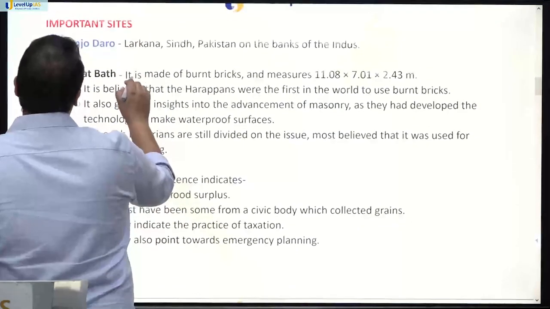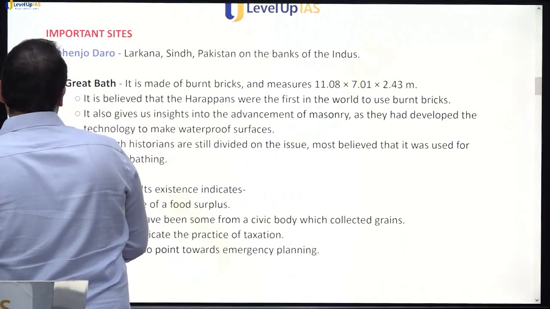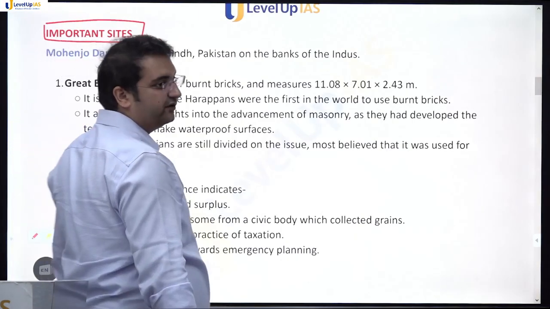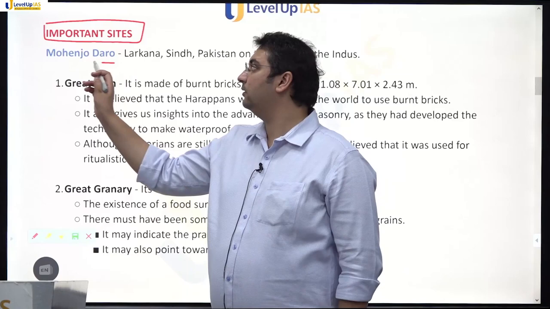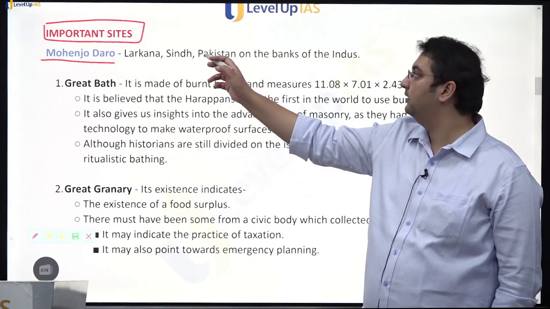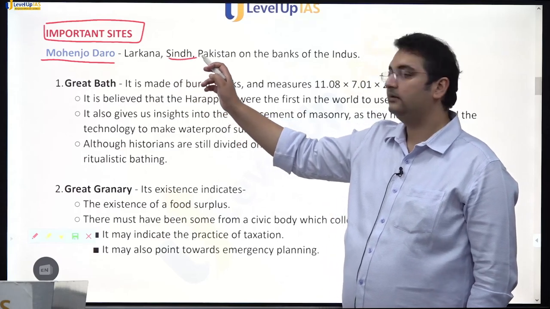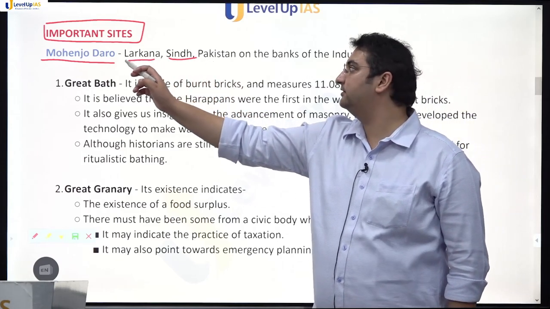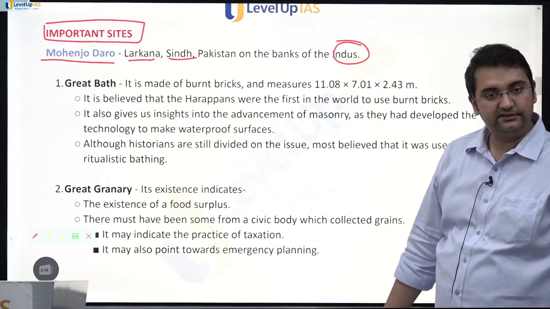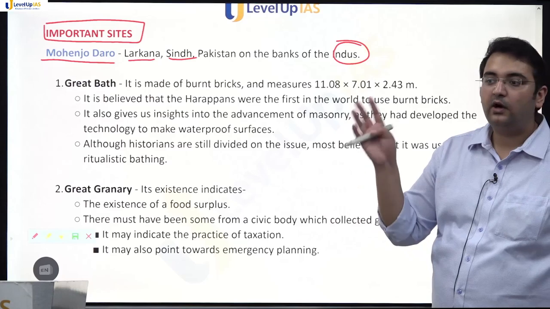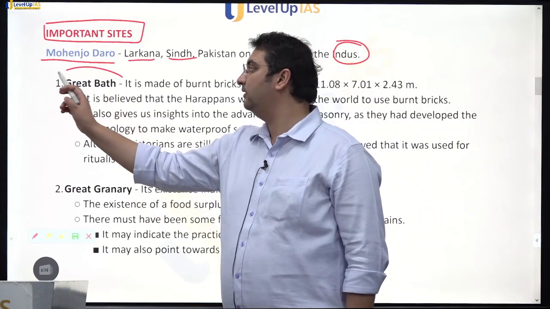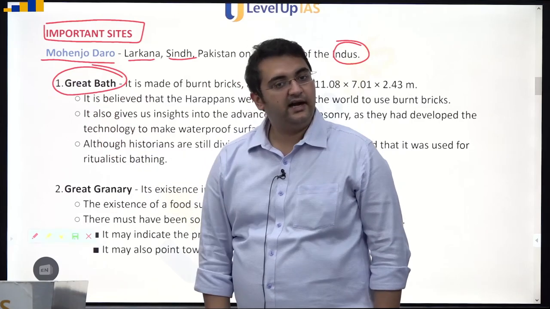Now let us talk about the important sites of the Harappan civilization and the artifacts that have been discovered from here. First site, Mohenjo-daro. First thing that you need to know, location of every site. Located where? In Sindh, Larkana district of Sindh, Pakistan, on the banks of which river? The Indus. Second thing you need to know, what are the important discoveries? So first big discovery, the Great Bath.